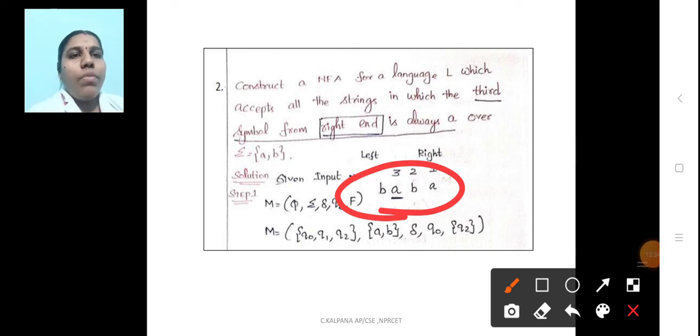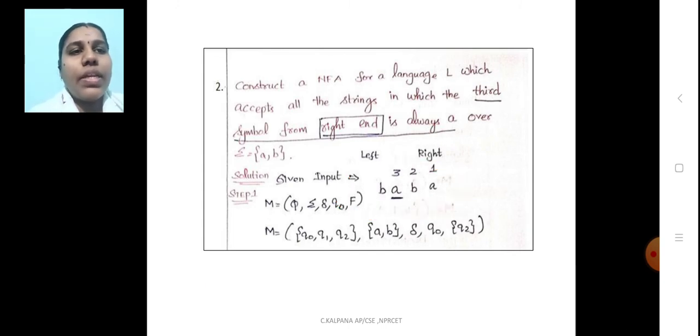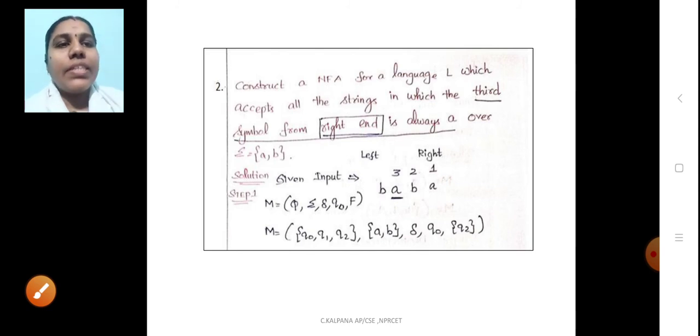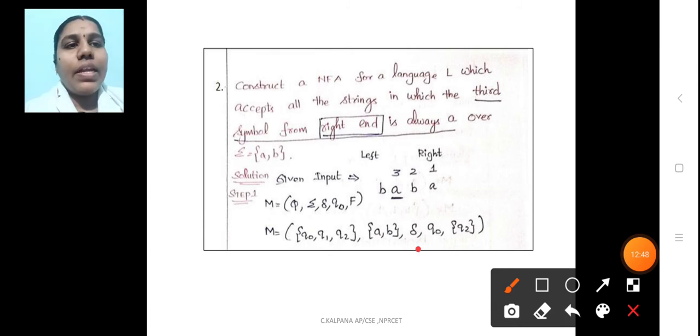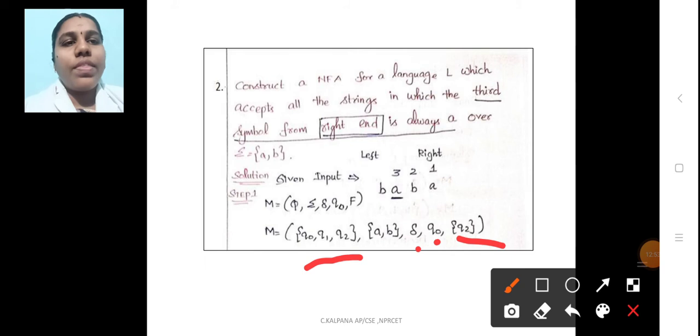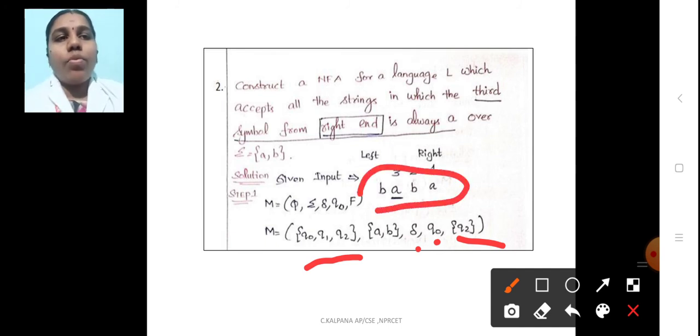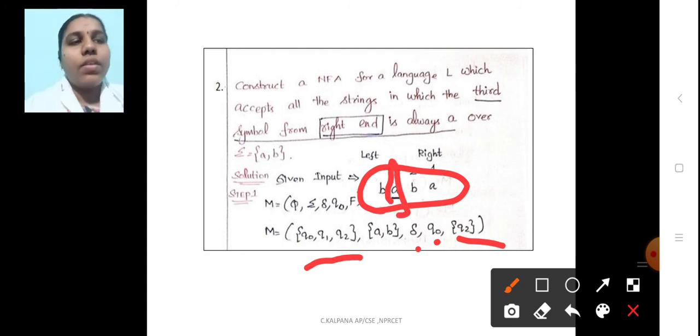For every problem you have to write the definition of the NFA, that is Q, sigma, delta, Q naught, F. Write the states, how many states you want, write the input alphabets, delta, the starting state and the final state. Here the starting state is Q naught. I have taken 3 states. You can take 2 states also, but in this problem I have taken 3 states. So draw the diagram related to the input. The input is BA, BA, because the third symbol from the right-hand side is always A.